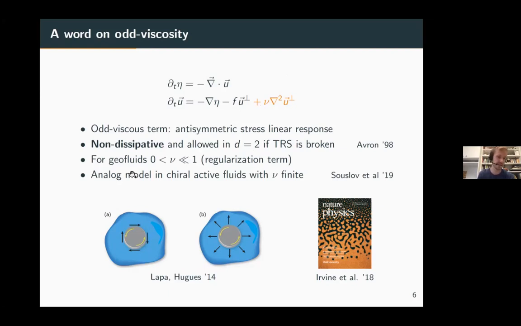As I said, this is not a physical effect in the Earth, in the oceanic layer. So for us, it's just a regularizing term. But this odd viscosity also appears in other models. For example, in chiral active fluids, they managed to have this term with a finite non-zero value. And this has been studied a lot recently. So this is a reasonable effect, which is actually not present in geofluids, but could appear in some other fields of physics. And that would be very useful in our construction. So that's for the model.